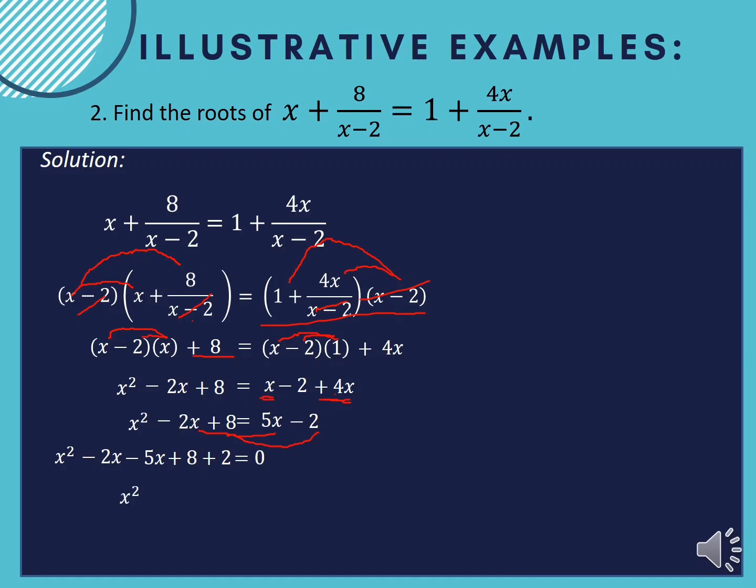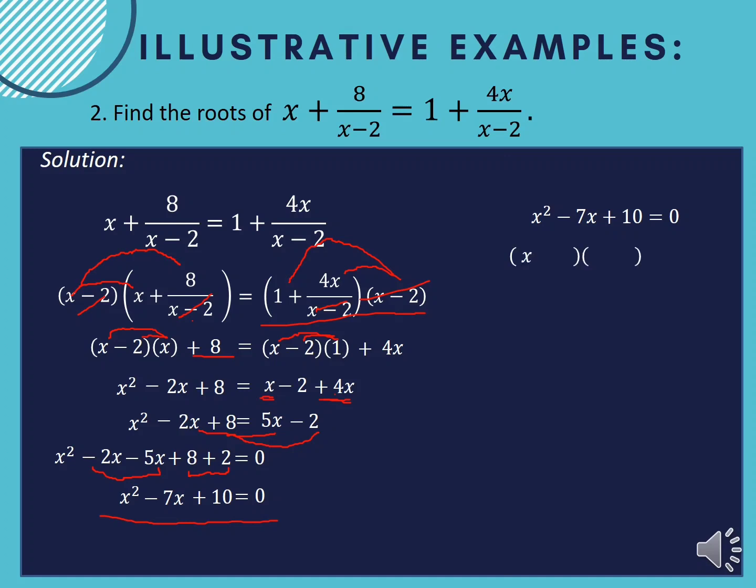Now, let us simplify by combining like terms. Negative 2x minus 5x, we have negative 7x. And the constant, positive 8 plus 2, we have positive 10, is equal to 0. So, therefore, the quadratic equation is x squared minus 7x plus 10 is equal to 0. Now, let us factor it in order to solve for x.